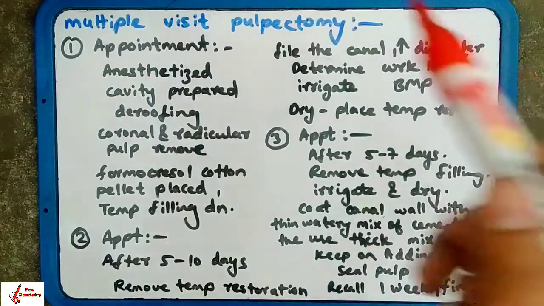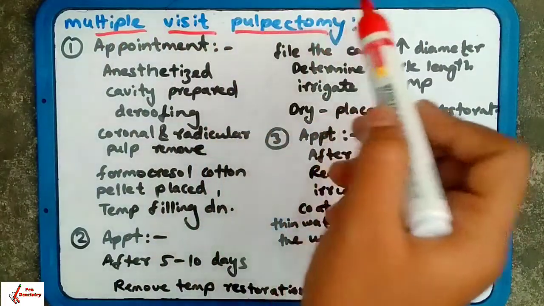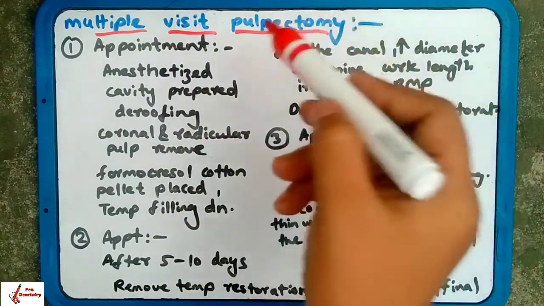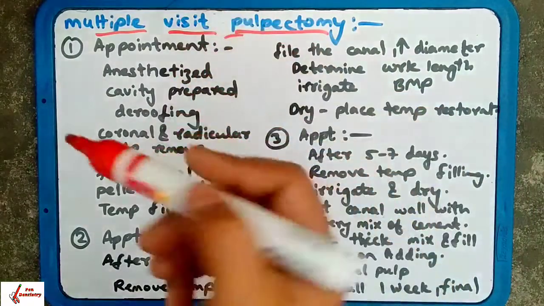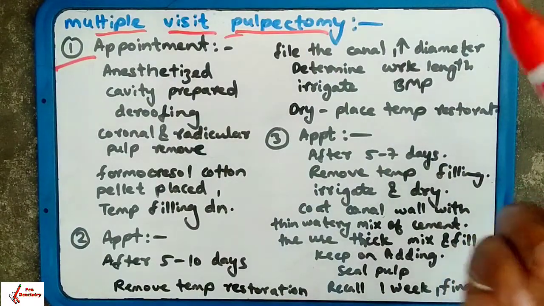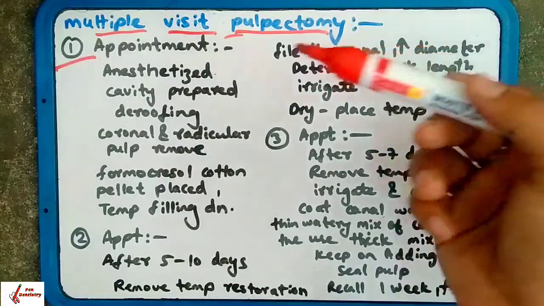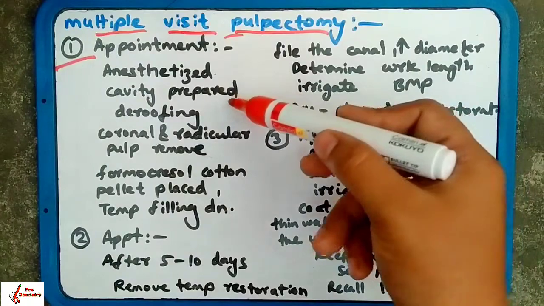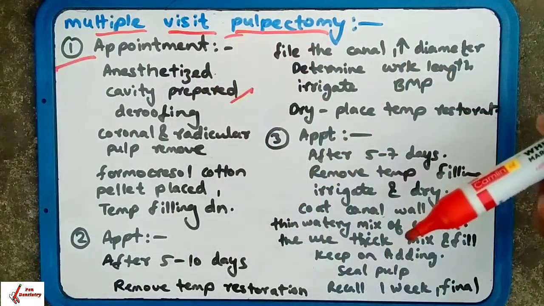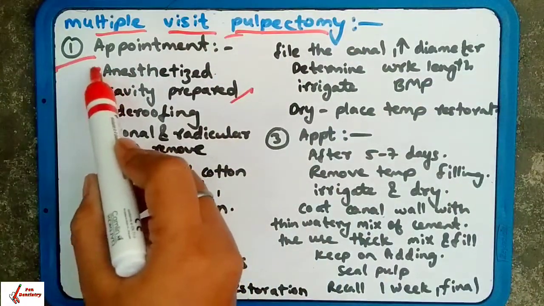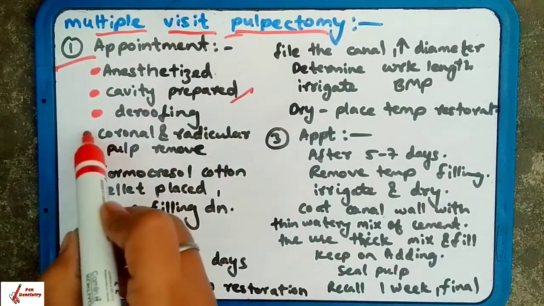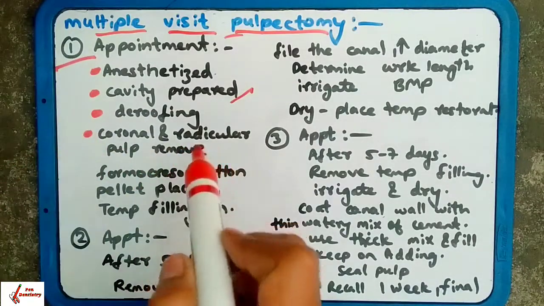The second one is multiple visit pulpectomy. In this, we recall the patient multiple times. In the first appointment, what are we going to do? First, we are going to anesthetize the tooth. Then we will prepare a cavity. It is the same process, but we do it in steps. First anesthetize the tooth, prepare the cavity. Then deroofing is done, and the coronal and radicular pulp is removed.